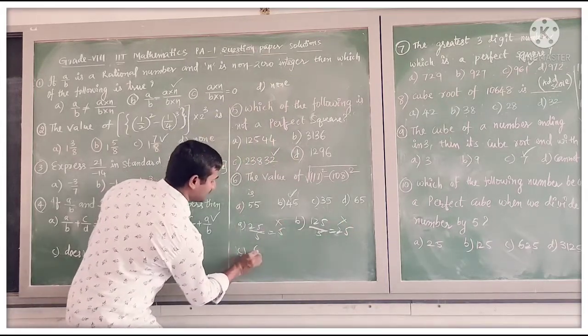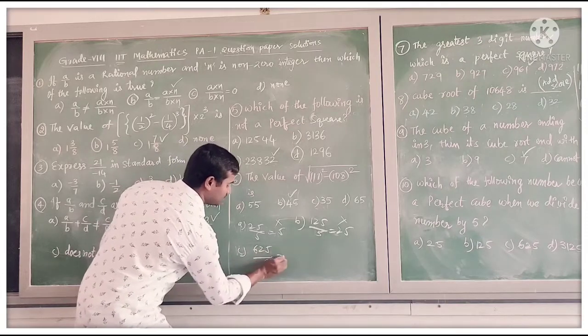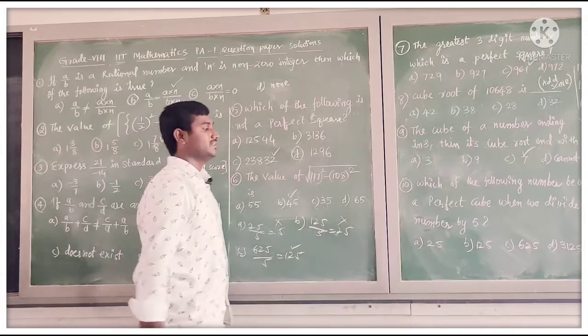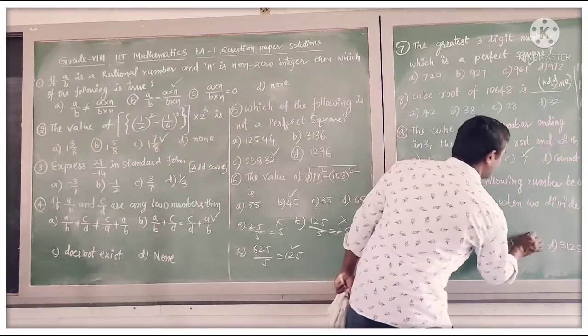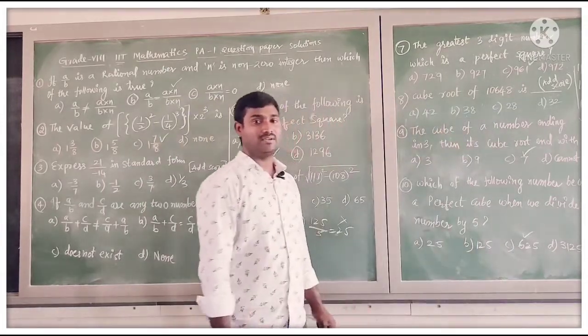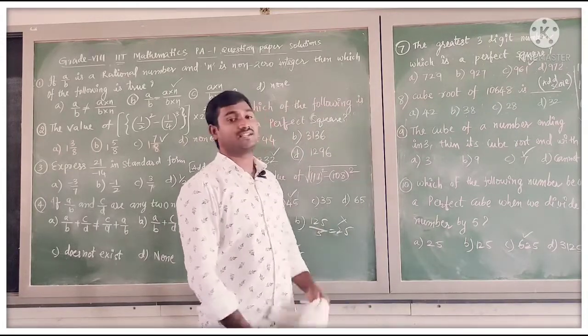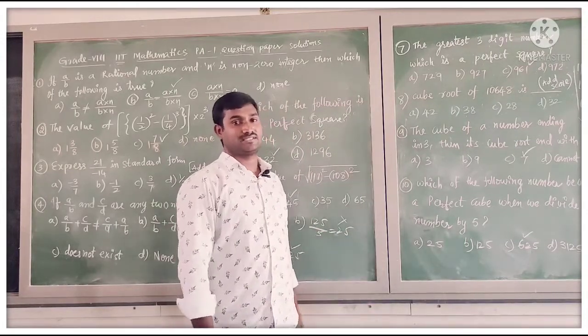C: 625 by 5 gives 125. Is 125 a perfect cube? Yes. Option C is the correct option. So if you divide 625 by 5, we get a perfect cube. Okay, so these are the MCQ questions we discussed.